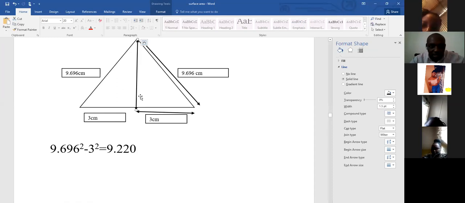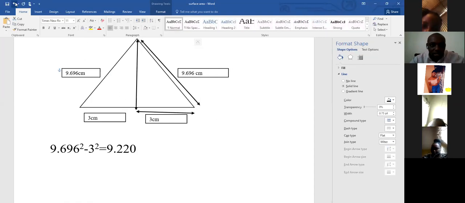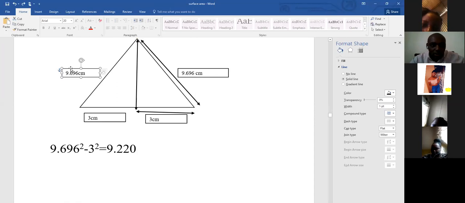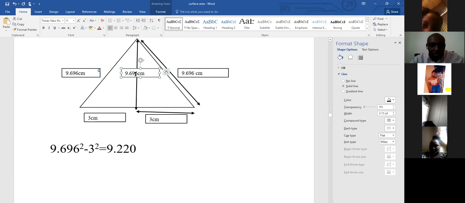I'm supposed to copy, not that. Copy, paste. Here is 9.220. So there's the height that is 9.220.